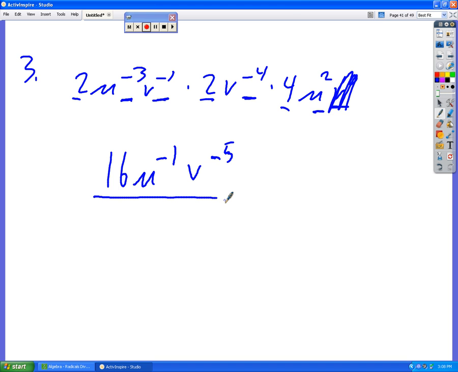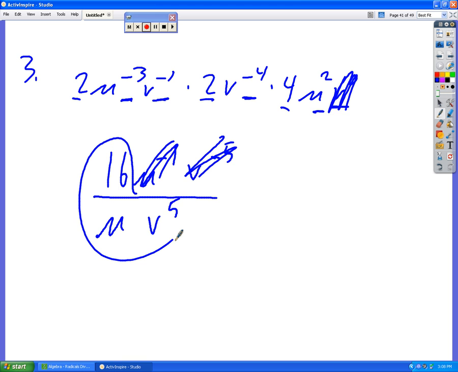I'm going to take u to the -1, drop it to the bottom. It becomes u to the +1. I don't need a +1, so it's just u. v to the -5, drop it to the bottom, change the sign. It becomes v, not u. v to the 5th power. This is gone, because we're on the bottom. So my answer is that. And that's number 3.